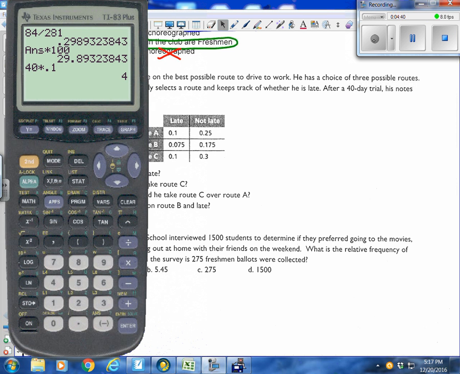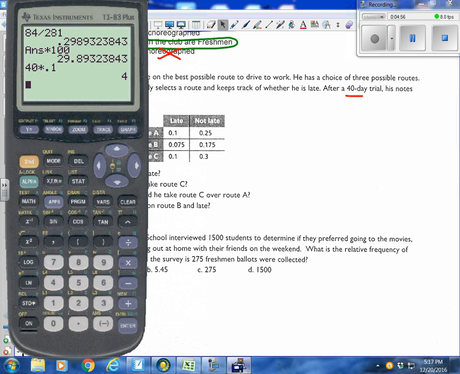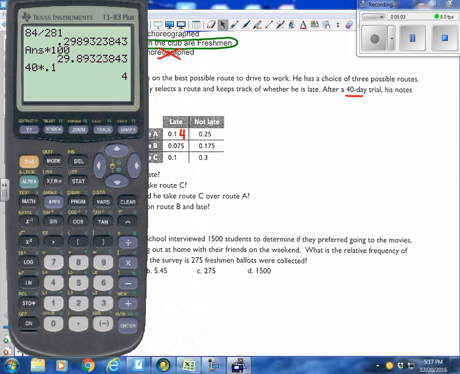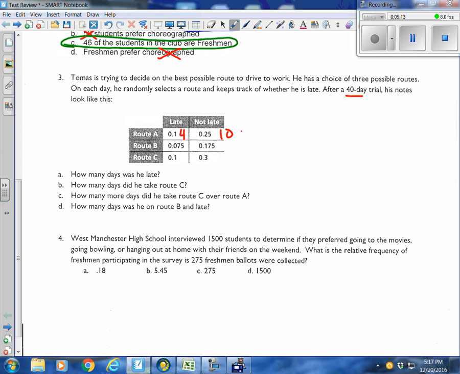All right, I grabbed my calculator and I've typed this one in. Remember, we're talking about 40 days. 0.1, or 10% of the time, he was late. Well, 0.1 times 40 on my calculator corresponds to 4 times he was late. Then 0.25 times 40 corresponds to 10 times he was late or he was not late. So apparently he went route A 14 total times. May not need that information.